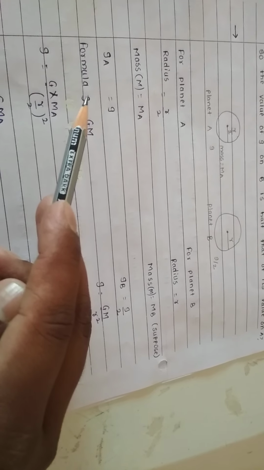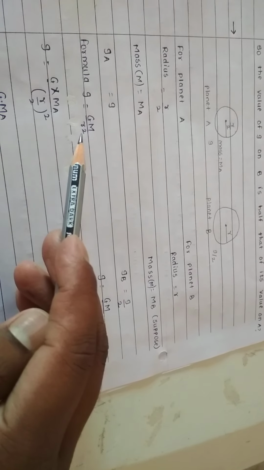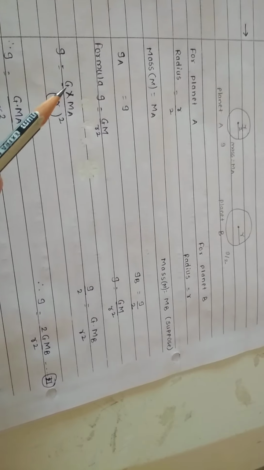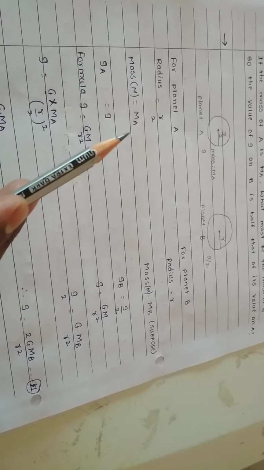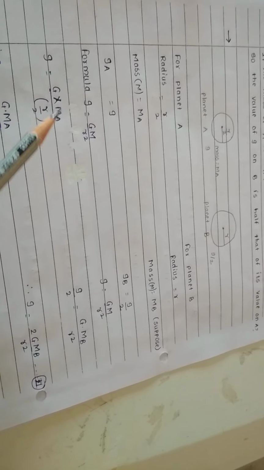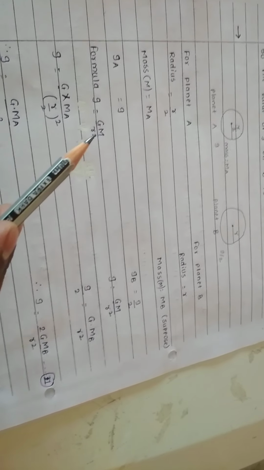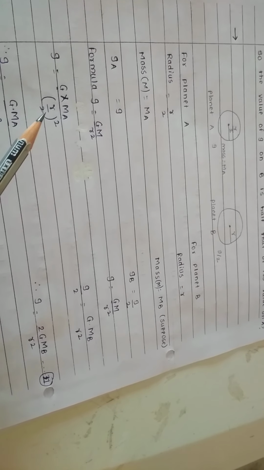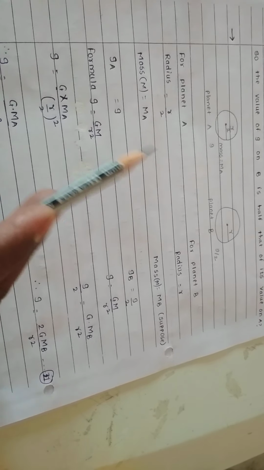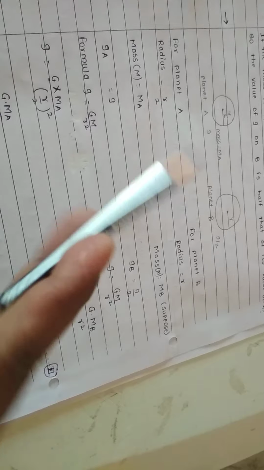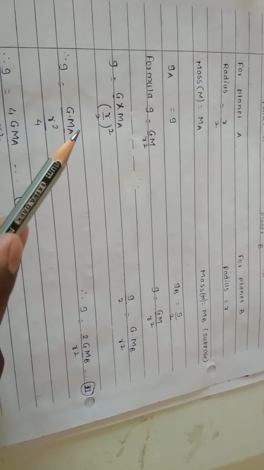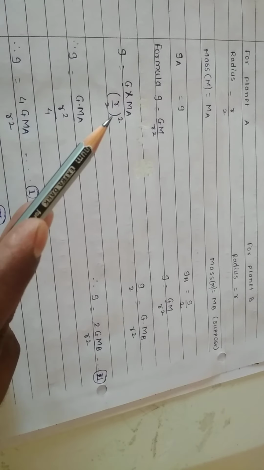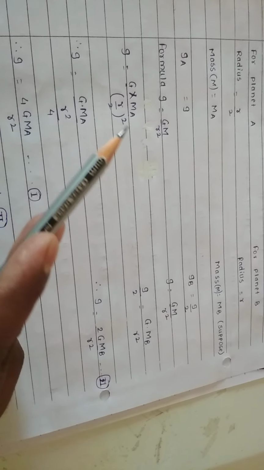Therefore, what is the formula of g? g = GM upon R square. Therefore g = G into M, the mass of the first planet, that is planet A, G into Ma, divided by R divided by 2 square. Here keep in mind the radius is R divided by 2 on planet A. Therefore g = G Ma divided by R. What is the square of R? R square.